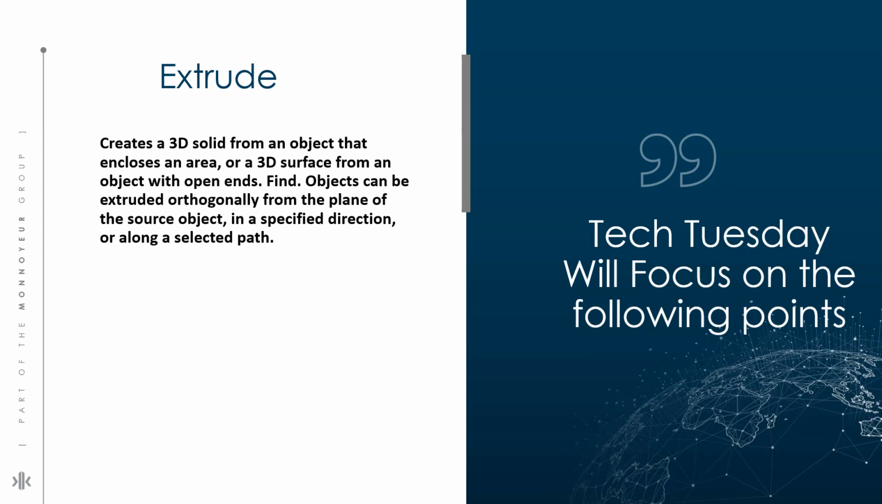Today I would like to present the extrude command. What is the extrude command? It creates a 3D solid from an object that includes an area, or a 3D surface from an object with open ends. The object can be extruded orthogonally from the plane of the source object in a specified direction, or along a selected path. So let's move to the Fusion 360 software screen and see how to perform the extrude command.